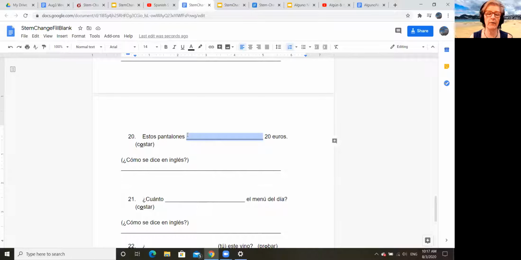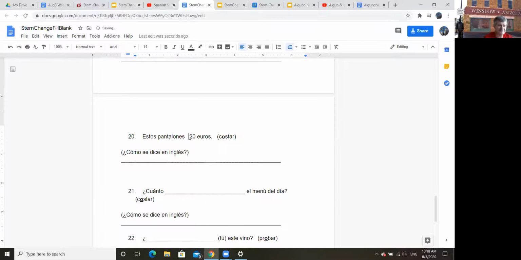Oh, here we're going way back to something that you did a long time ago. Costar, to cost. Cuestan. Los pantalones cuestan 20 euros. These pants cost. And pantalones is a plural word, so cuestan is a plural verb. Cuestan is only used with cuestan, they cost, or cuesta, it costs. Just those two forms.